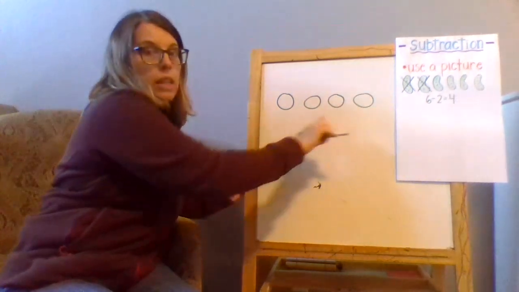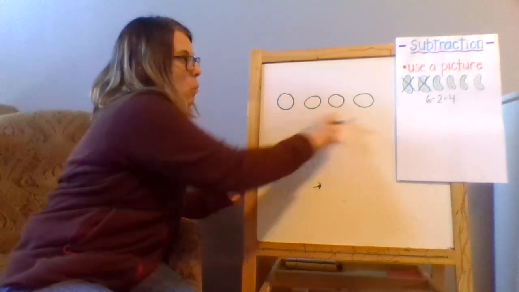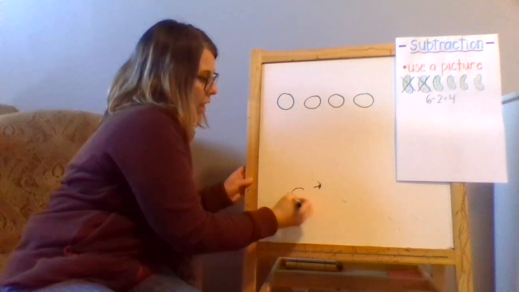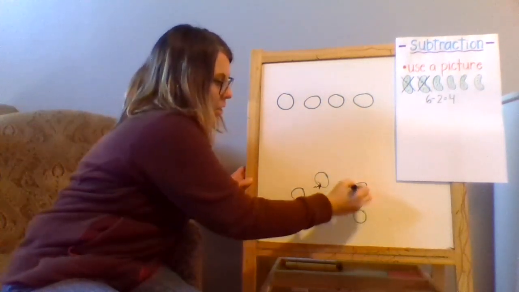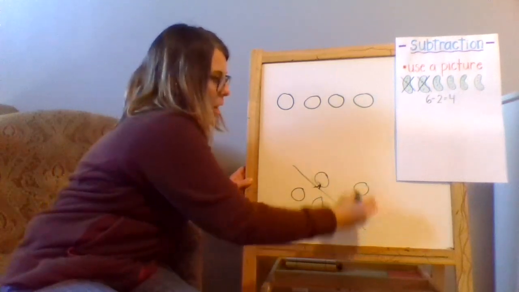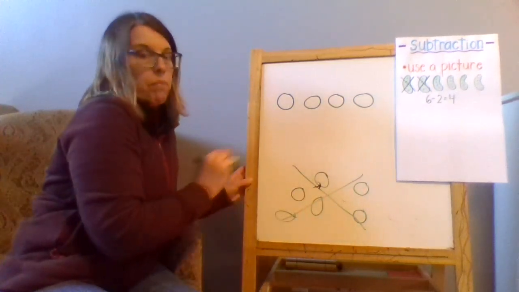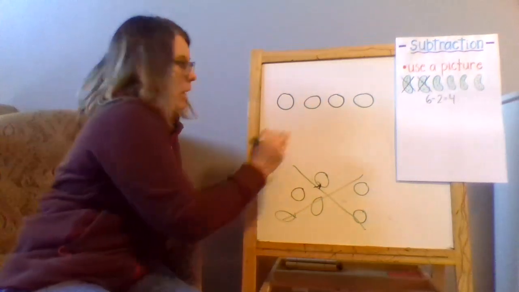And I want you to see as I'm drawing my picture that I'm organizing it. I'm not drawing them like all over the place, which will make it hard to count later. So that's what not to do. Okay? So you want to organize your picture so it'll be easy to count.